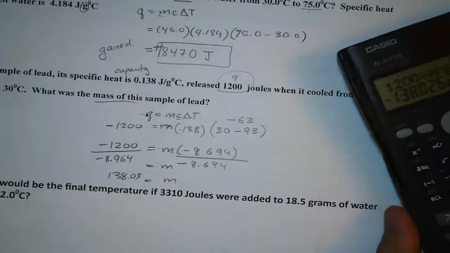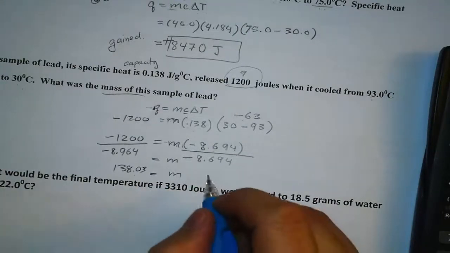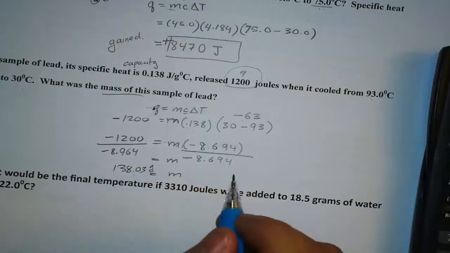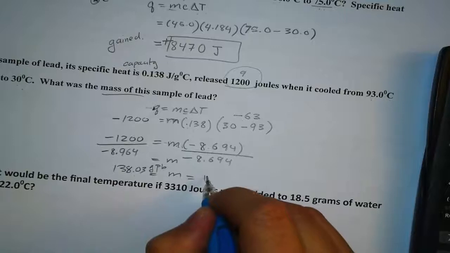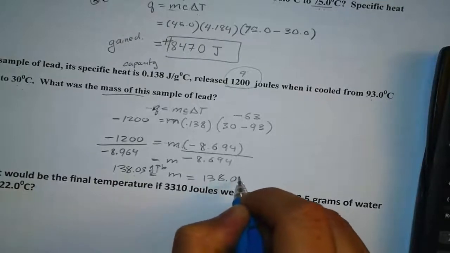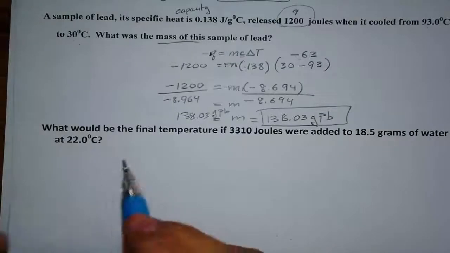And for this case, we're not going to care about sig figs that much. Just skip that right now. I just like to keep this to 2 decimal places. So what's the unit for mass going to be? Of course, it's going to be grams. And specifically what chemical? Of course, it can be lead, Pb. So your mass is equal to 138.03 grams of Pb.